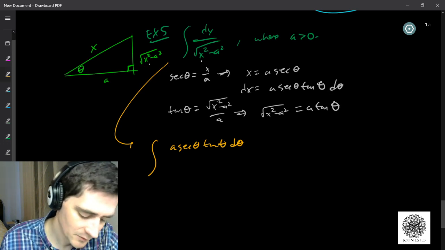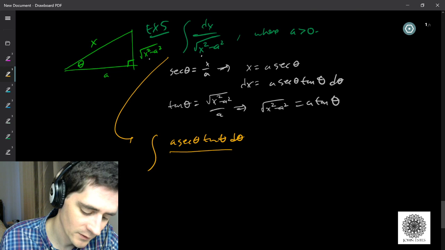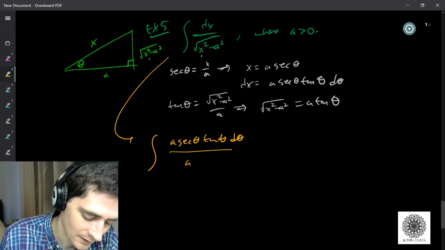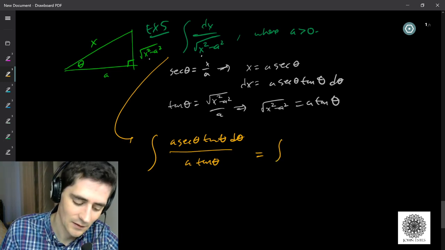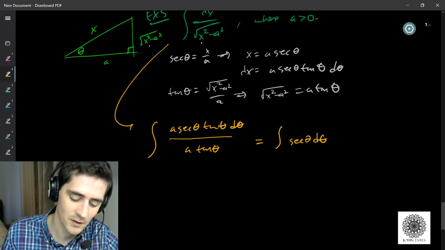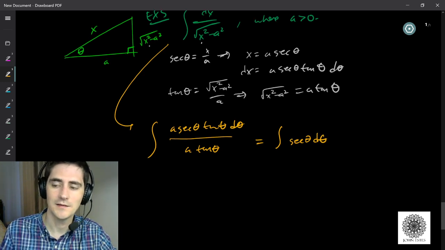And then in my denominator, that square root of x squared minus a squared is what? A tangent theta. So then what happens? My tangents cancel out. I'm just looking at the integral of secant theta d theta. The a cancels out as well. And remember, we did that last time.